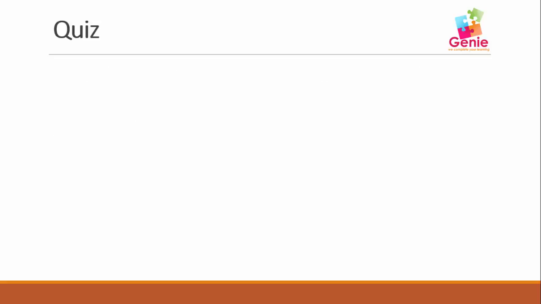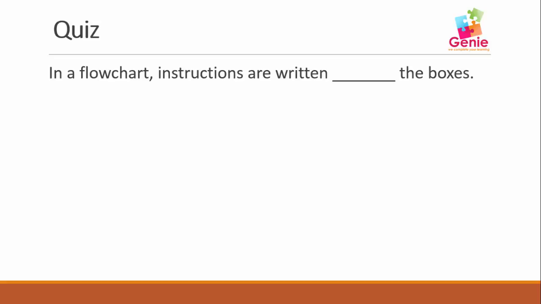Another quiz for you. This one is super easy. Boxes in a flowchart are connected by, and the answer is arrows. Boxes in a flowchart are connected by an arrow. Another question for you. In a flowchart, instructions are written inside or outside the boxes. Which one is true? The answer is, the instructions are written inside the boxes.